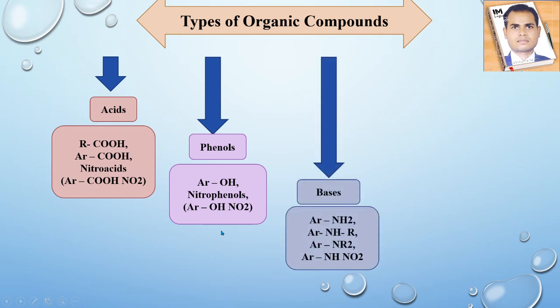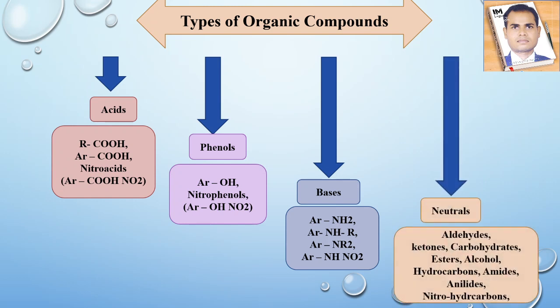And next is the base. The next type of organic compound is the base. In this type, the NH2 group is mainly present, which is why we call it a base. It may be primary amines, secondary, or tertiary amines. One more thing: a nitro group with the amines may be present in the base type of organic compounds. And the fourth type is the neutrals.